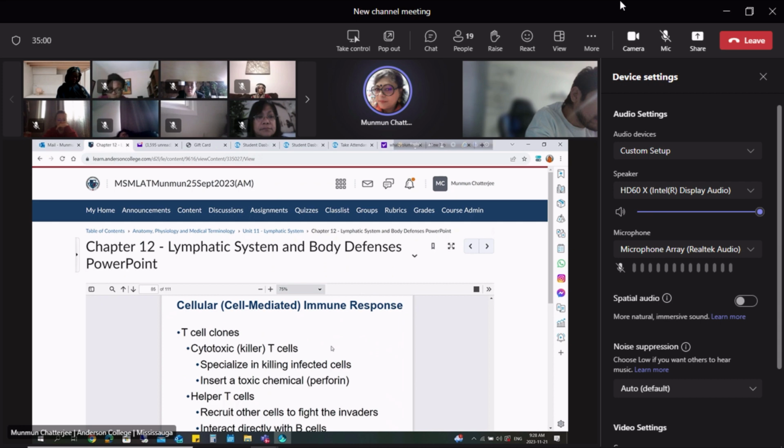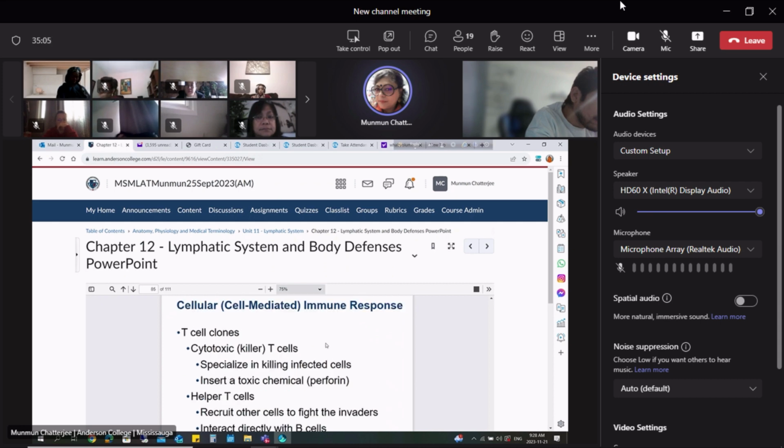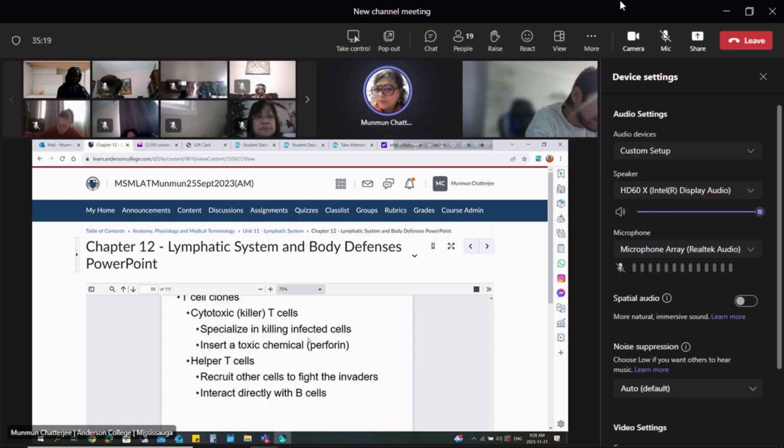So you can know there are different types of T cells. T cells are one of the kinds of lymphocytes. Now, T cells have a couple of different types, and their roles are different. Cytotoxic, or it's called the killer T cells. They specialize in killing infected cells. Killing the cells is called the cell-mediated response.